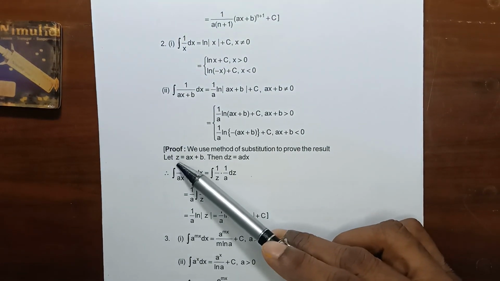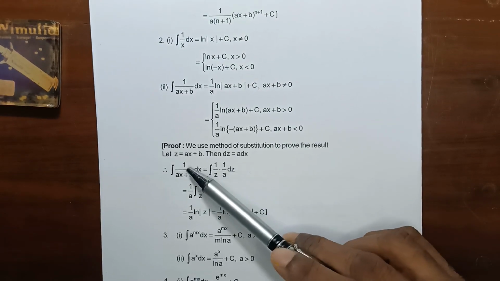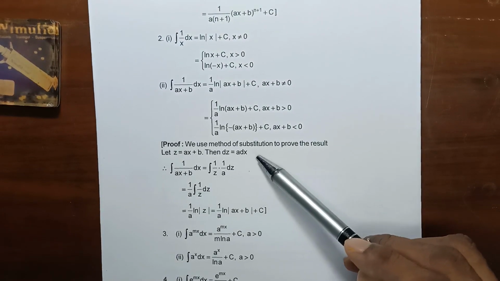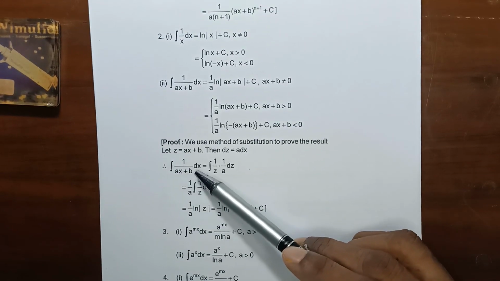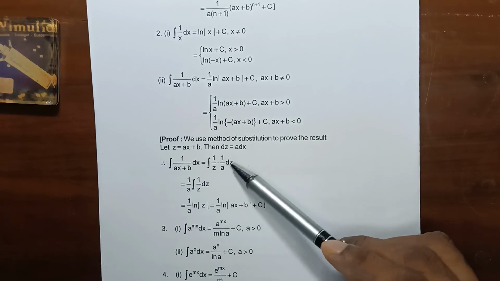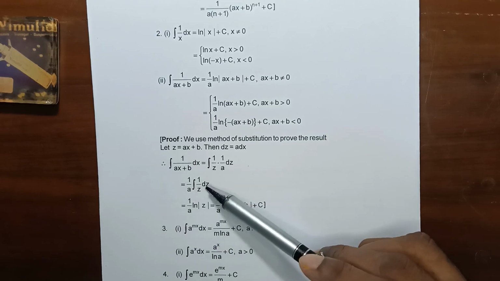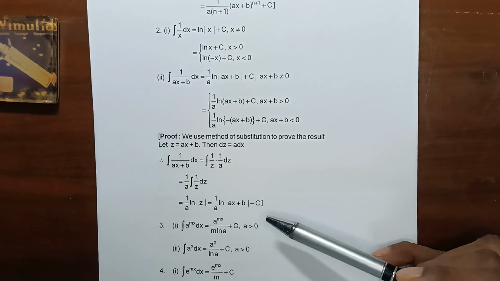How? Just choose z is equal to ax plus b. Then what is dz? a and b are constants, so a dx plus 0, that is a dx. Therefore, the integration of 1 by z, and what is dx? 1 by a dz. 1 by a is taken out, 1 by z dz is equal to ln of mod z, hence the result. Put the value of z, getting the answer.